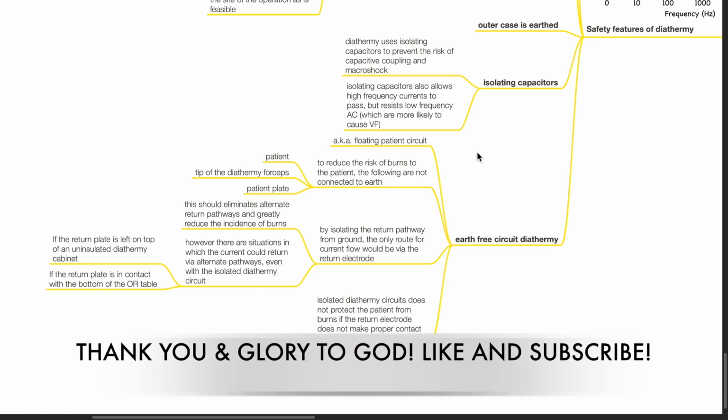However, there are situations in which the current could return via alternate pathways even with the isolated diathermy circuit, such as if the return plate is left on top of an uninsulated diathermy cabinet, or if the return plate is in contact with the bottom of the OR table. Isolated diathermy circuits do not protect the patient from burns if the return electrode does not make proper contact with the patient.